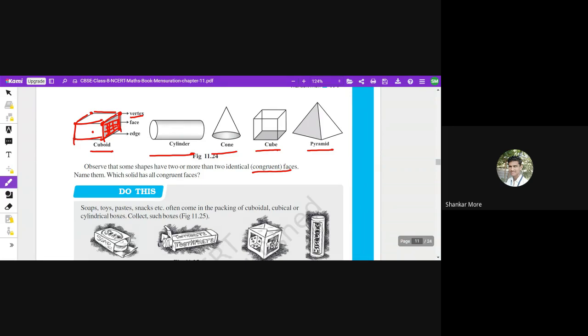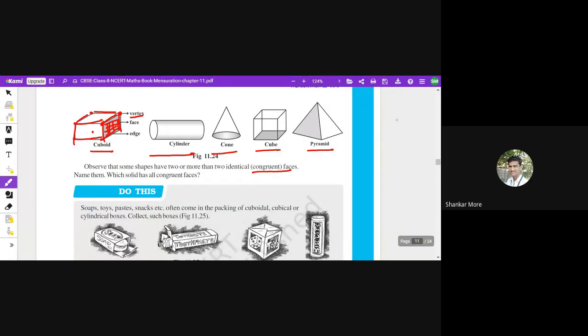They exist in cuboid. They exist in cylinder also. Right? There are two congruent faces in cylinder. Then they exist in cube. And in cone and pyramid, there are no identical congruent faces. Right.